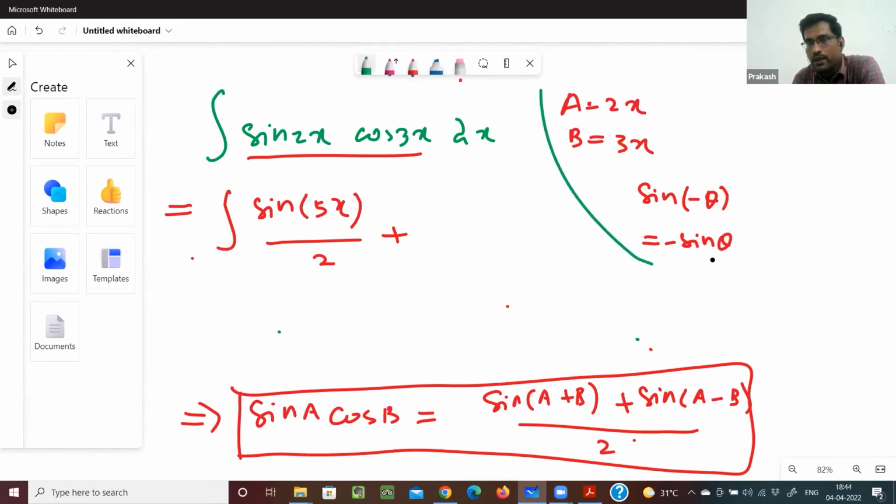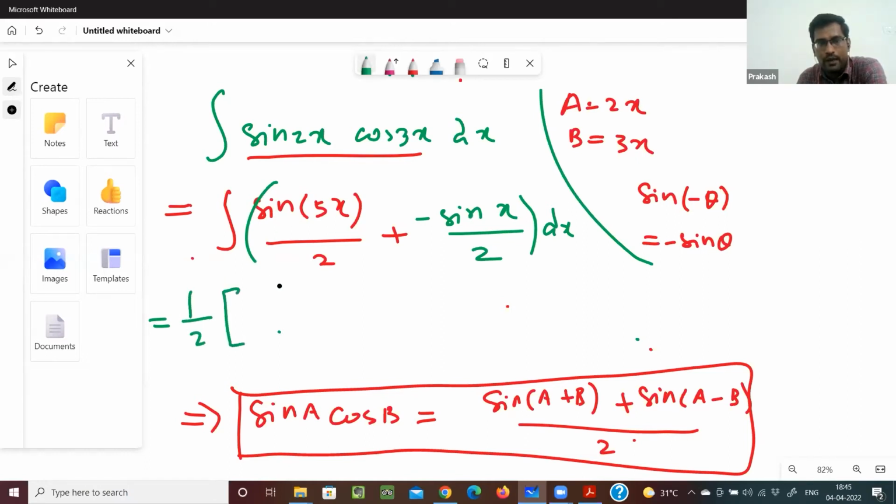Sine of minus theta equals minus sine theta. So here we can write minus sine of A minus B, that is x, divided by 2, with respect to x. Do you have any doubt or any question here? 1 by 2 is common here. So the integral of sine 5x is nothing but minus cos 5x divided by 5.